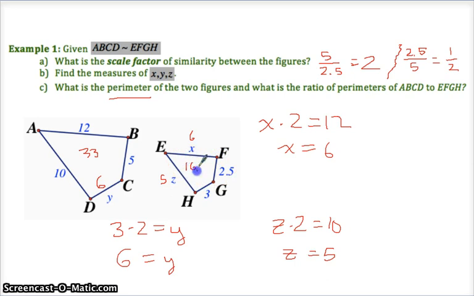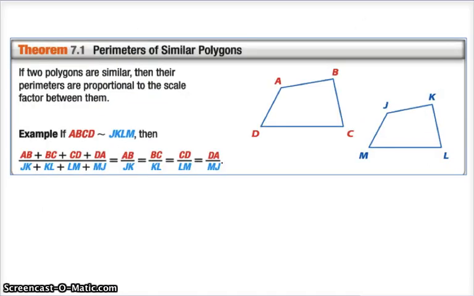Oh, looky there. That's also half. 16 and a half is half of 33. Those are also in the same scale factor. 16 and a half times 2 was 33. All right, so that's our first theorem. If you have similar polygons, the perimeters are in the same proportion as all the sides.